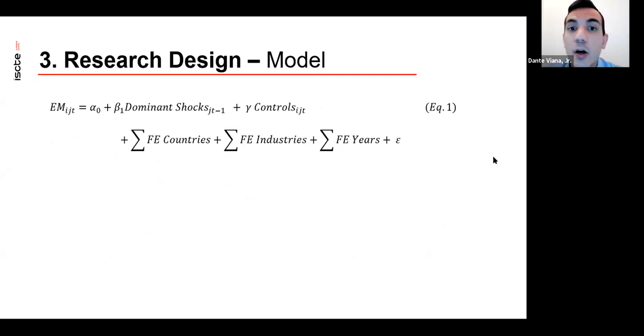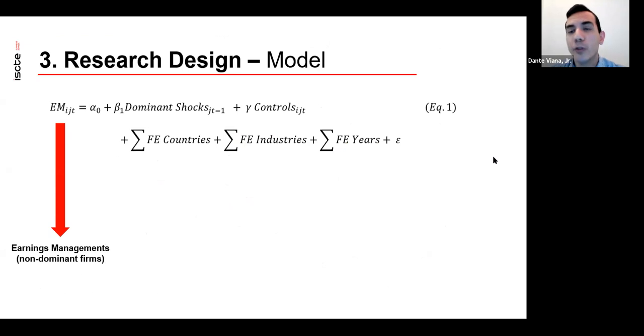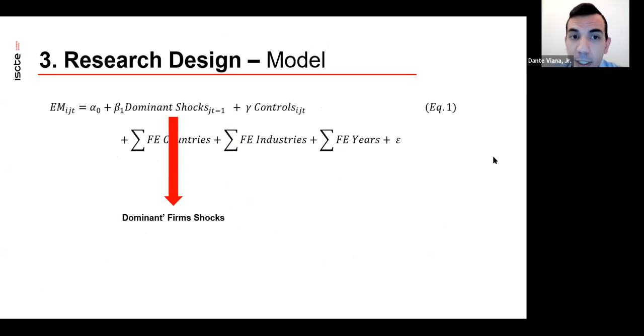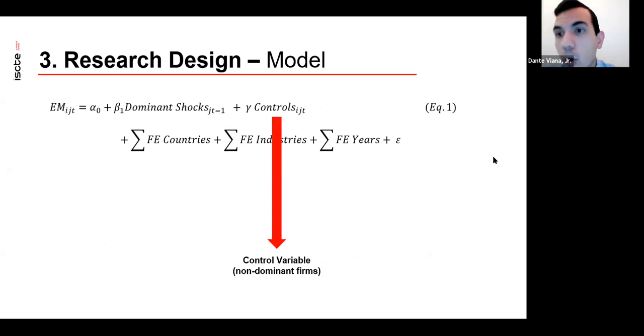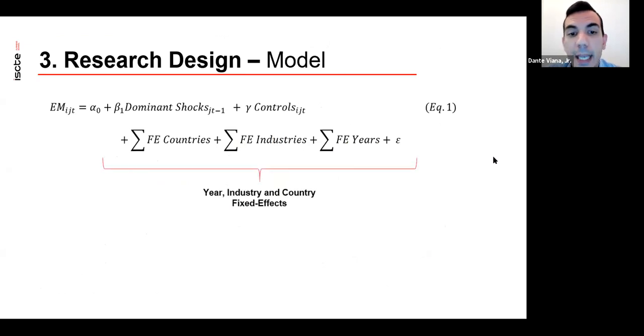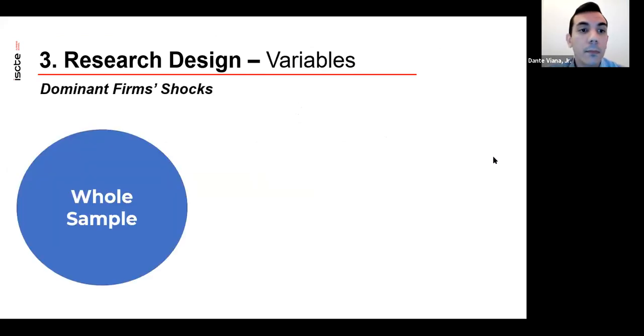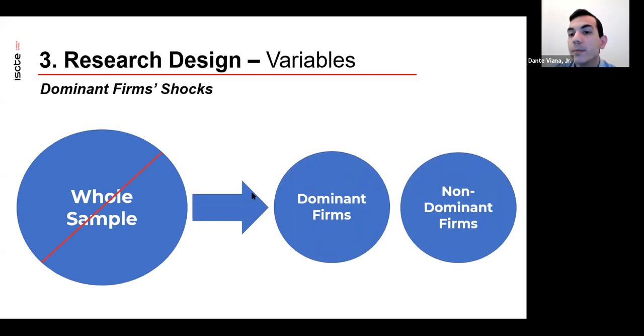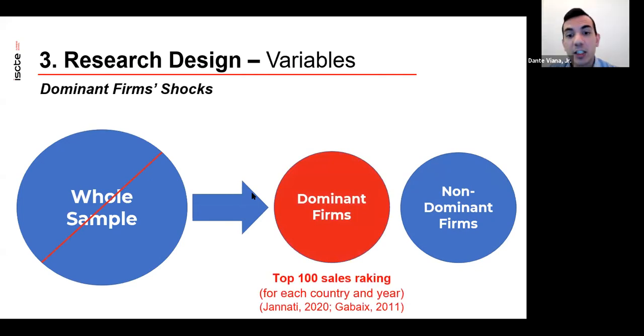So we are testing this based on this simple model, considering earnings management of non-dominant firms as our dependent variable, and dominant firm shocks as our main independent variable. We are also taking into account a bunch of control variables from the earnings management literature for non-dominant firms, of course, and including year, industry, and country fixed effects. So we are classifying dominant and non-dominant firms following previous economic literature, where we take the whole sample and divide it into dominant firms and non-dominant firms, considering dominant firms as the top 100 sales rank firms for each country and year, right?